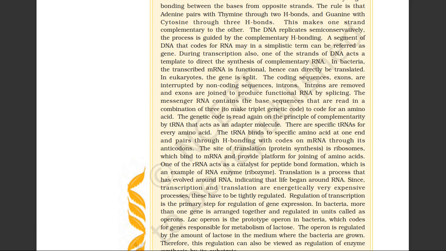The messenger RNA contains the base sequences that are read in a combination of three to make the triplet genetic code to code for an amino acid. The genetic code is read again on the principle of complementarity by tRNA that acts as an adapter molecule. There are specific tRNAs for every amino acid. The tRNA binds to a specific amino acid at one end and pairs through H bonding with codons on mRNA through its anticodons. The site of translation, protein synthesis, is ribosomes, which bind to mRNA and provide a platform for joining of amino acids.